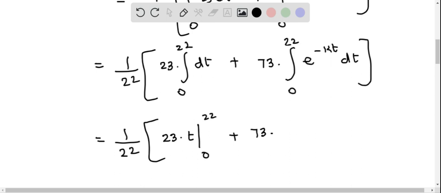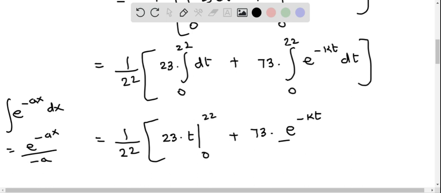Now I can use this formula. Suppose we have to integrate an exponential function like this, e raised to the power of negative ax, where a is a constant, this is equal to e raised to the power of negative ax over negative a. Or in fact, if it is e raised to the power of positive ax, it will be e raised to the power of positive ax divided by positive a. So this is the formula. So if we use the formula over here, we can write this as e raised to the power of negative kt divided by, k is a constant over here, I put negative k, and this has to be evaluated within the limit 0 to 22.